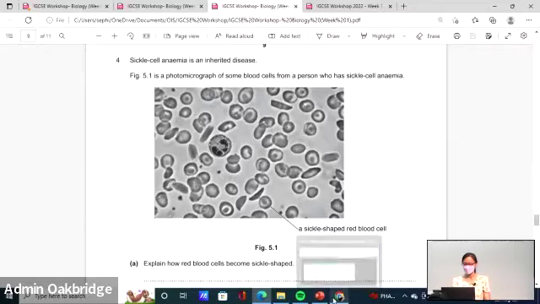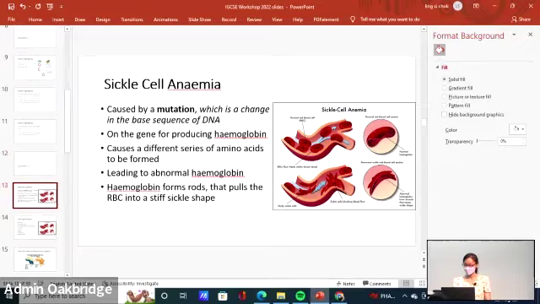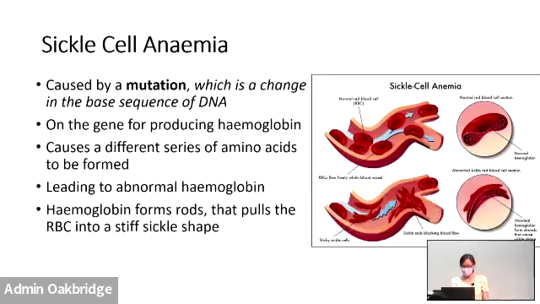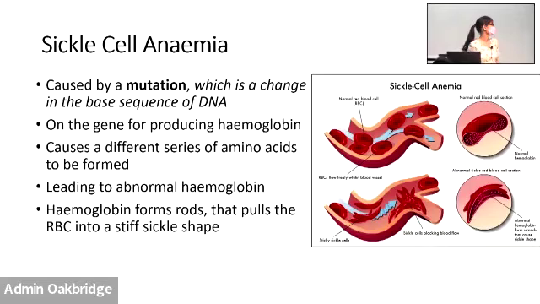Okay, so this question is about sickle cell anemia. What is sickle cell anemia, guys? Okay, a recap. Number one, it's when the blood cell is sickle-shaped, just like this. Okay, it's shaped like a sickle. Why? Because of a mutation, a change in the base sequence of DNA in the gene for producing hemoglobin. So this mutation is on the gene for producing hemoglobin.